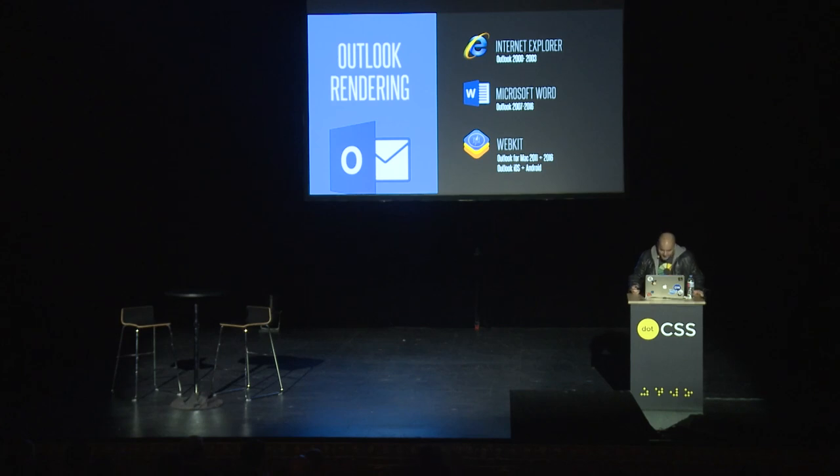Then it got even better, because Outlook decided to upgrade to Microsoft Word as a rendering engine from 2007 to current day, which is still in effect on their Windows products. So yes, they're using Microsoft Word to render HTML and CSS currently. But they also have WebKit for Outlook for Mac and their mobile apps on iOS and Android. So it's a mixed bag for Outlook rendering.